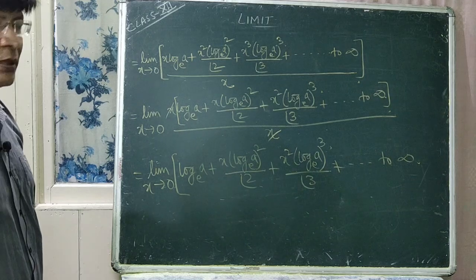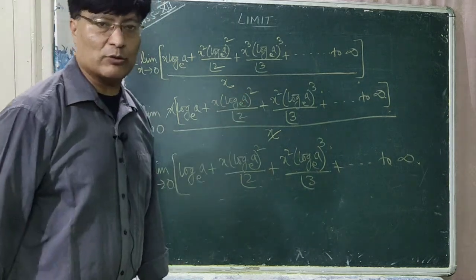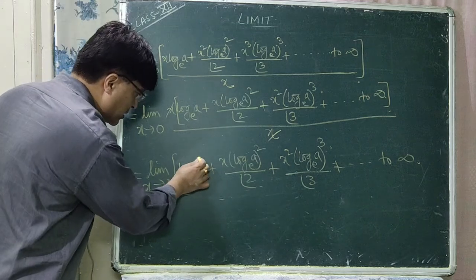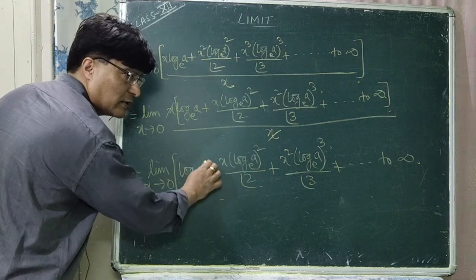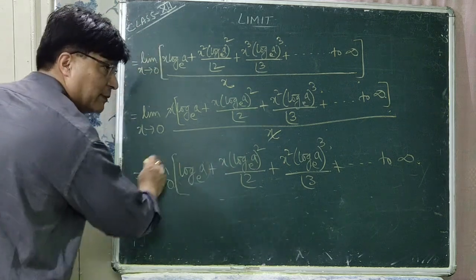Is that clear to all of you? So now you can apply limit out here. Since this term is free from x, this is a constant quantity, so you don't have to write limit out here.